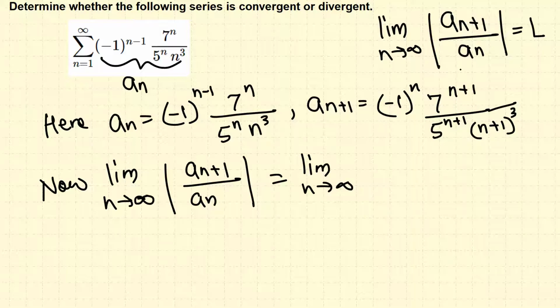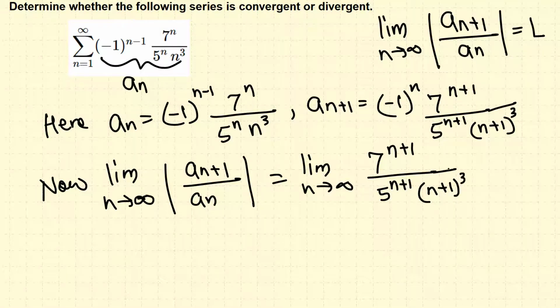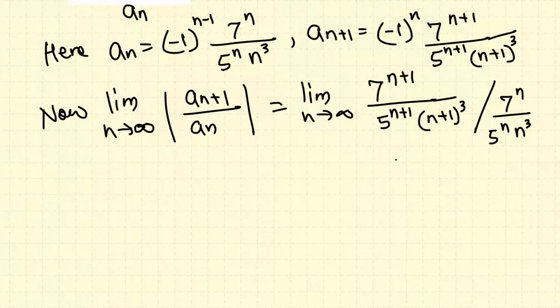So an plus 1 is this: 7 to the n plus 1 over 5 to the n plus 1 times n plus 1 cubed. That's an plus 1 divided by an. Again, the absolute value takes care of this sign. Divided by 7 to the n over 5 to the n times n cubed. Okay, so let's simplify this.